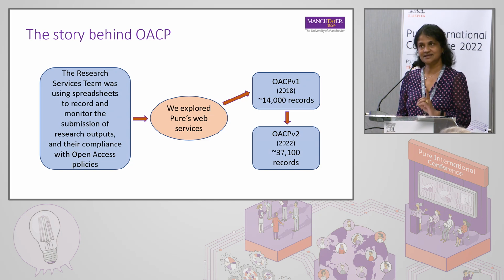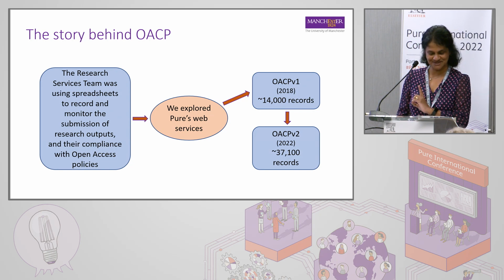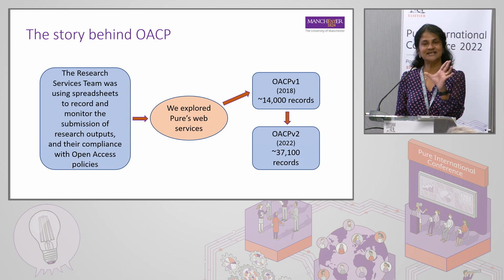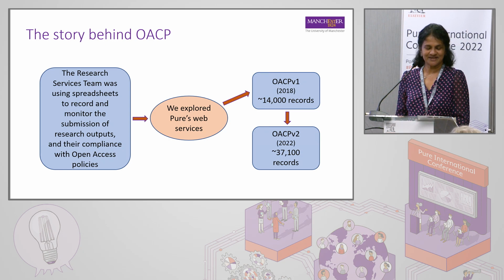And there are 13,500 records in the system now. I don't think the research services team would be able to manage this number in a spreadsheet.